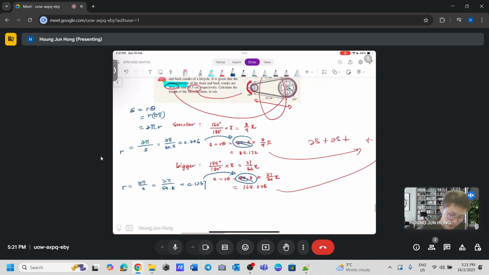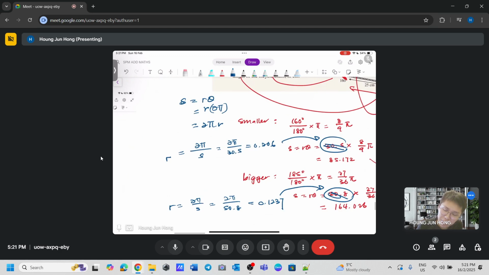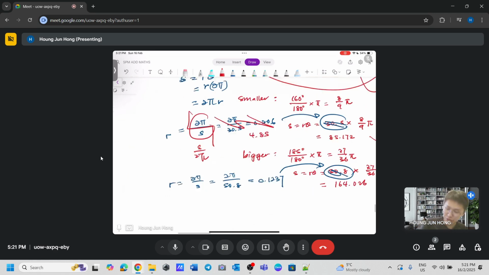Okay, yep, that's it. Let me just check with the answer real quick, all the values. Sorry, one more thing. What am I doing? I'm so sorry for the mistake, but this is supposed to be s over 2 pi. No wonder I feel a bit weird. 30.5 divided by 2 pi. This is not supposed to be so small. 4.85. If you want to cross-check, you can do this.